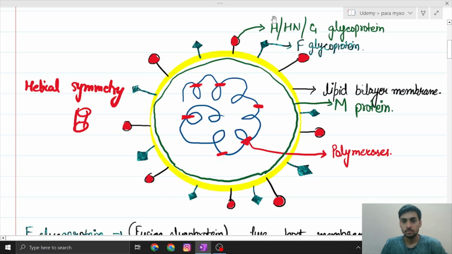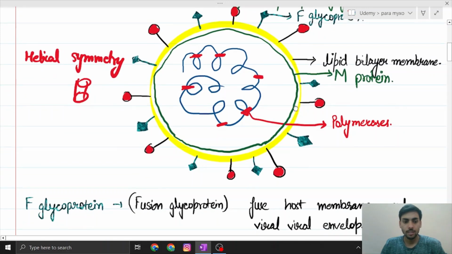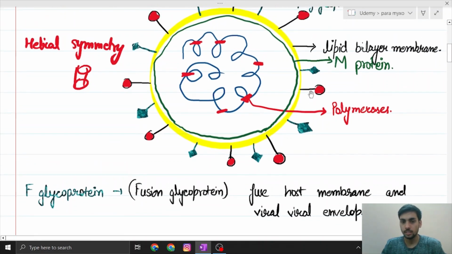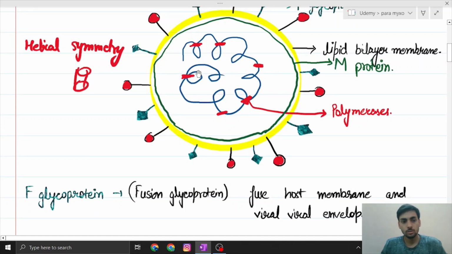I have slashed them because not all viruses of this paramyxo family contain all these glycoproteins, but instead they may contain H, which means hemagglutinin, N, which means neuraminidase, and G, which is simply a glycoprotein that helps in attachment. And there is F, which is the fusion glycoprotein, which fuses the host plasma membrane and the viral envelope. I have written it two times, I'm sorry for that. They also have polymerase in them, with RNA as the genome.